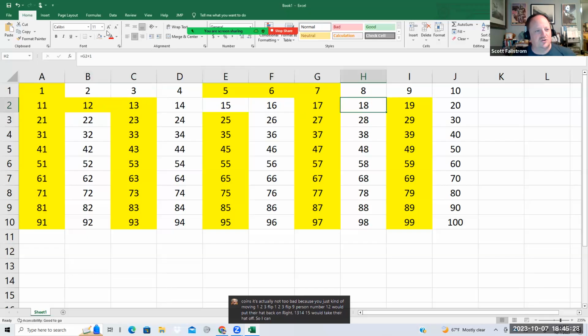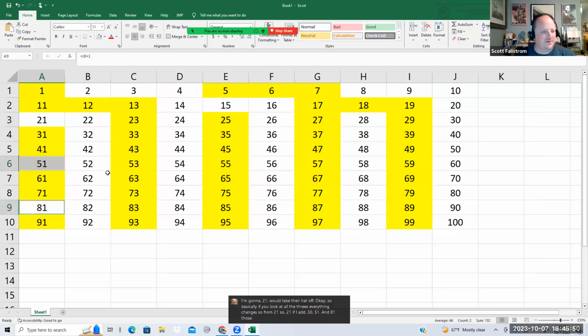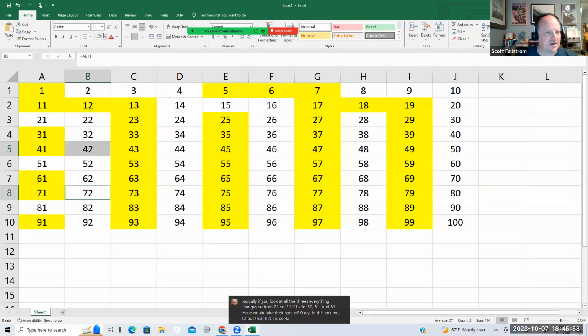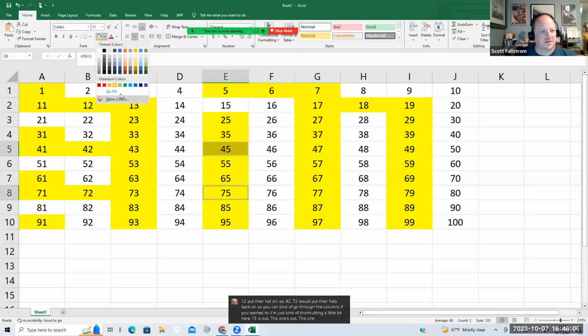So I could go through and do this for all of these people. 21 would take their hat off. Okay. So basically, if you look at all the 3s, everything changes. So from 21, if I add 30, 51, and 81, those would take their hats off. In this column, 12 put their hat on, so 42, 72 would put their hats back on. So you can kind of go through the columns if you wanted to. I'm just kind of shortcutting a little bit here. 15 is out, this one's out, this one's out, so they would take their hats off.